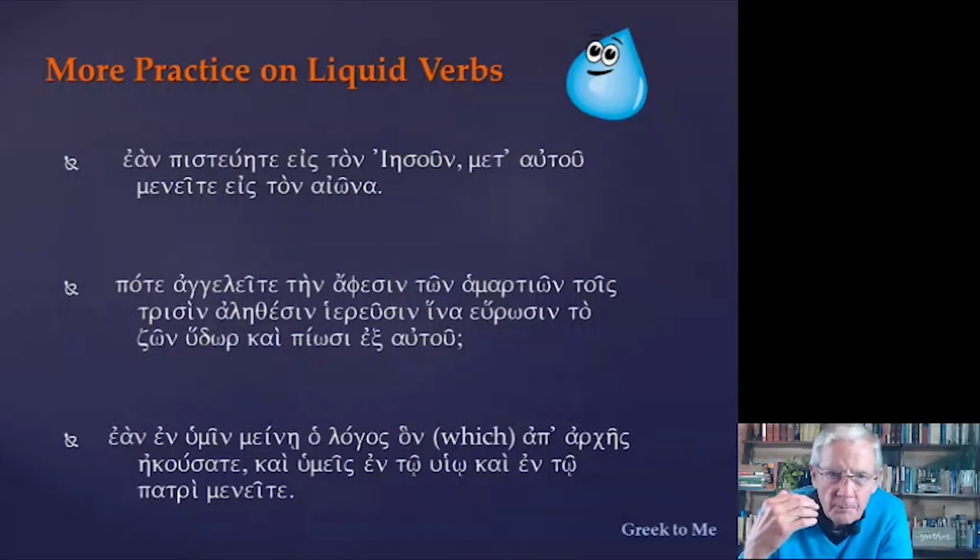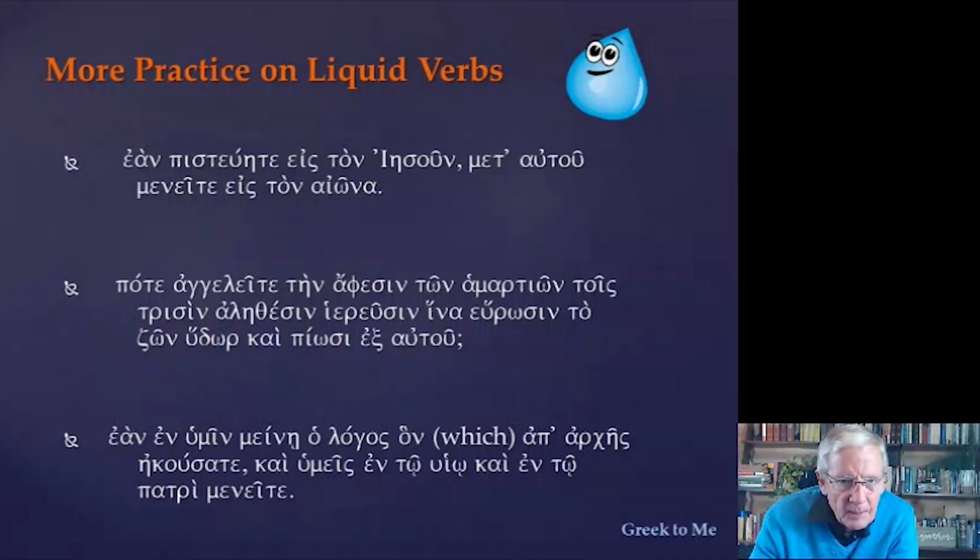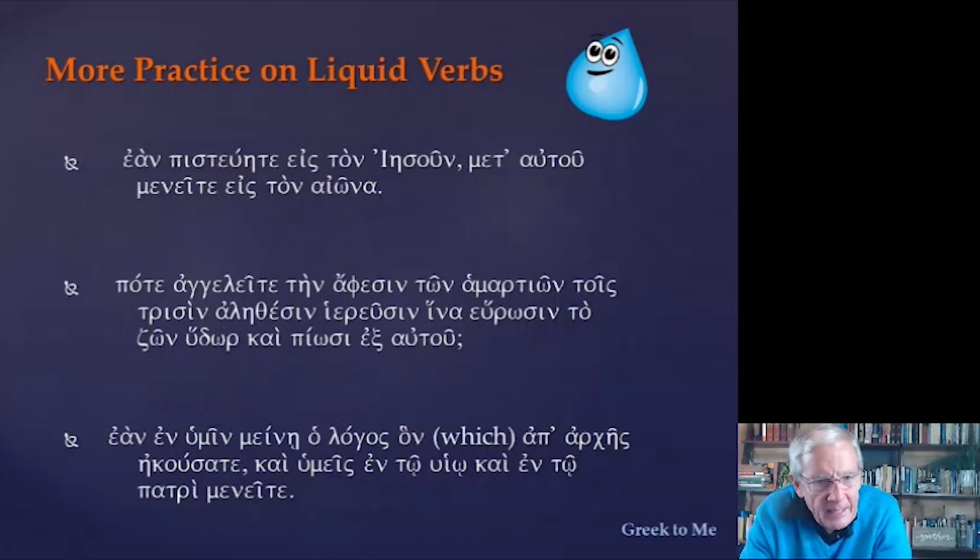In order that they might find the living water, zon there is a present active participle. Neuter, singular, accusative, and it's modifying water. So the living water. Kai piosi, this is a second aorist, active, subjunctive, third person plural, and might drink from it. And finally, if in you should remain the word.